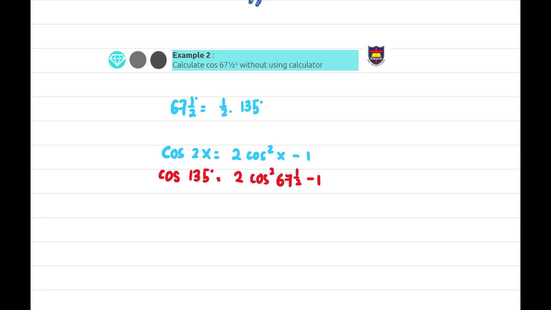Then, what is the value of cos 135? Remember, the basic angle alpha is 45 degree, and this is angle in quadrant 2. So, we have the value of cos 135 minus a half square root of 2.